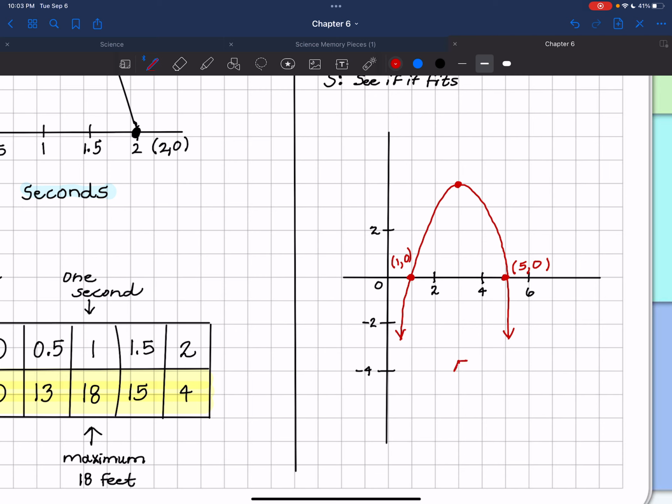And then you would need to factor your quadratic expression, or let's just say the function, to find its intercepts. And then you could compare the function to this graph and see if the intercepts are the same.